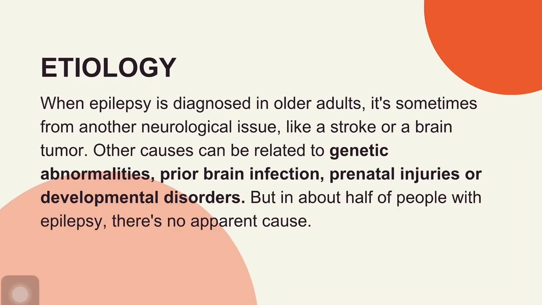For the summary of its etiology, in older adults, epilepsy is sometimes caused by other brain problems like a stroke, tumor. It can also be linked to genetic issues, past brain infections, injuries before birth, or developmental disorders. But for about half of people with epilepsy, the cause is unknown.